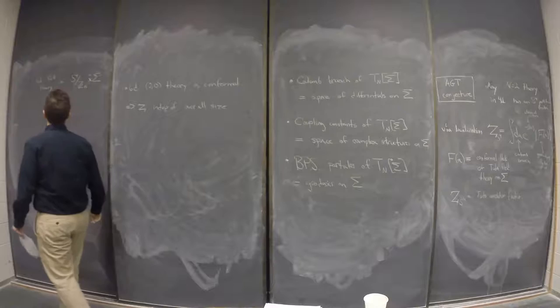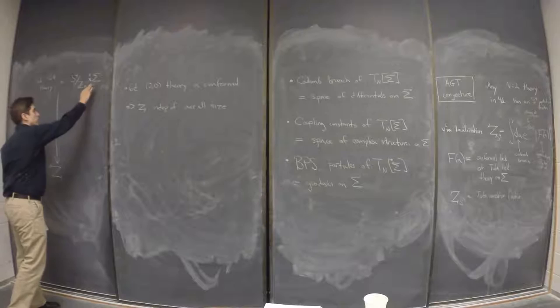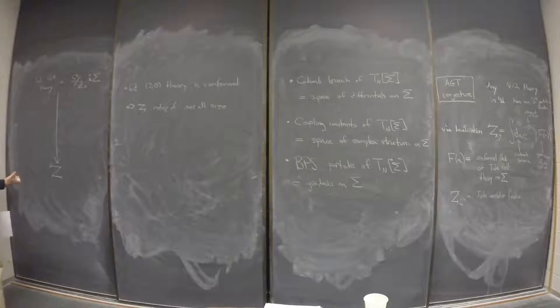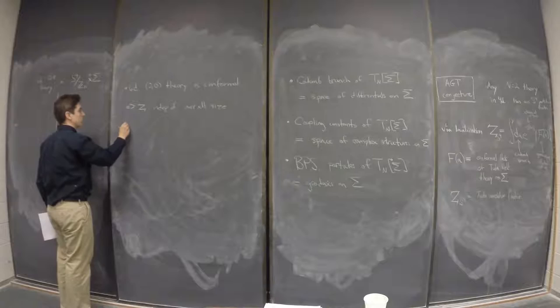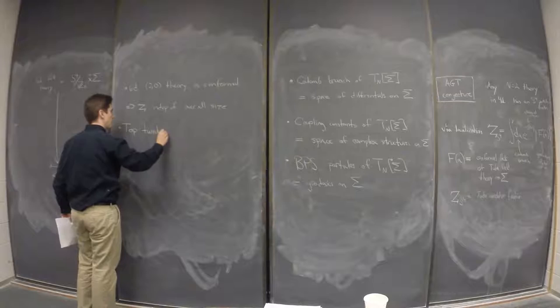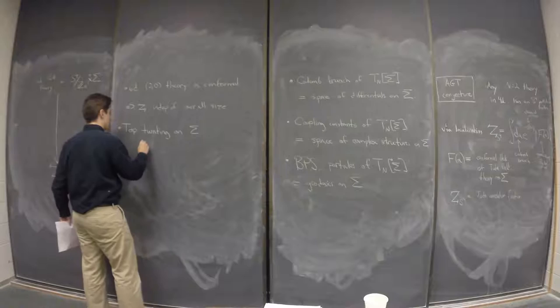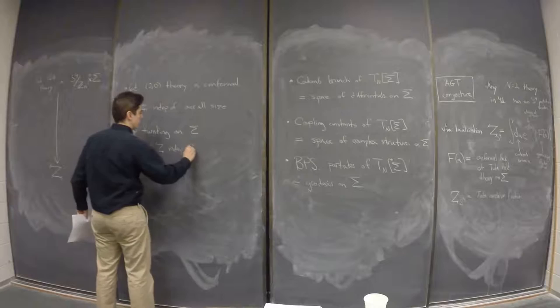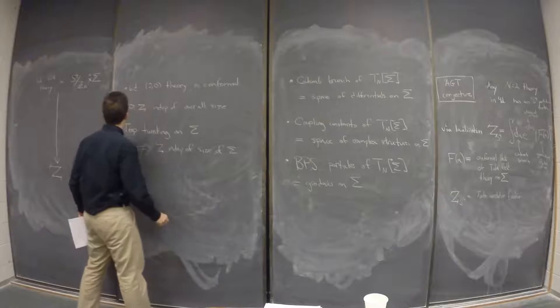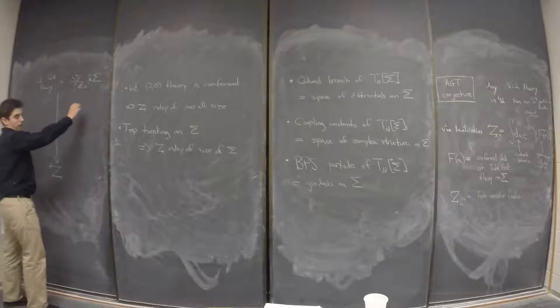Now, there's a second fact, which is that when we put these theories on a general Riemann surface, we do it by topological twisting. So we couple in a way that makes them insensitive to the metric on sigma. Topological twisting on sigma implies that Z is independent of the size of sigma. So these two statements together mean that this answer is separately invariant under changing the size of this and the size of this.